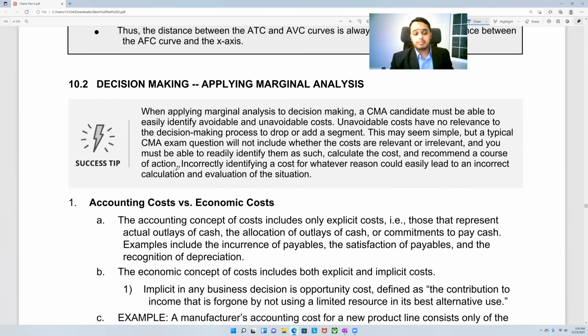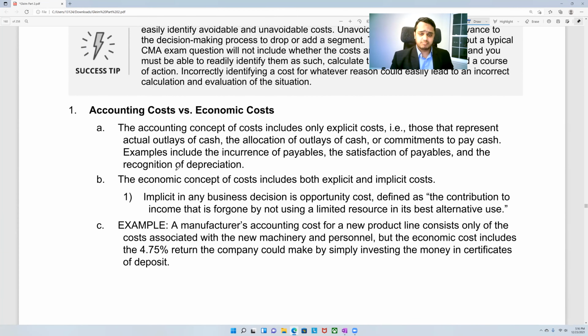Decision making applying marginal analysis. Now understand these two terms: accounting cost and economic cost. What's the accounting cost? Accounting costs are those costs which you can record, like expenses. These are expenses like wages, labor, whatever expenses you have to incur out of your pocket. That is your accounting cost. You can record it as an expense.